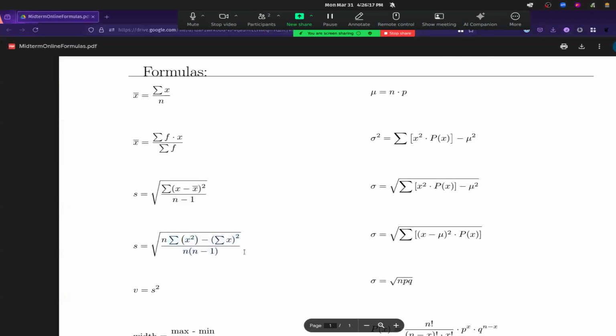Okay, so like I was saying, this one is the same thing. It's equivalent. We just don't need the mean for this formula, but it'll get you the same answer. So that would also be used for data.